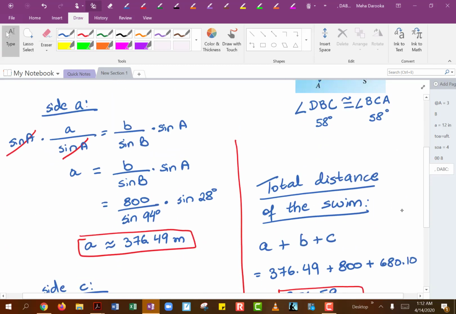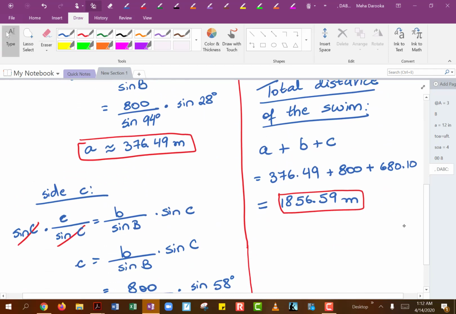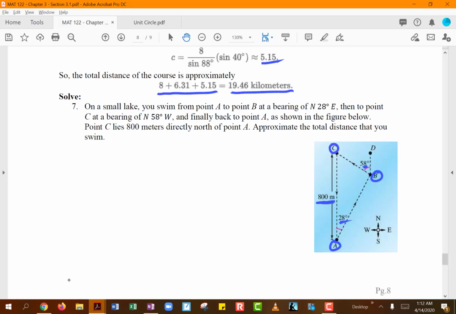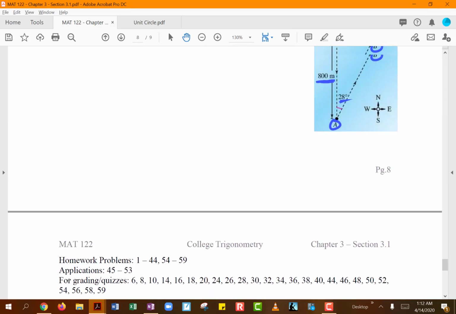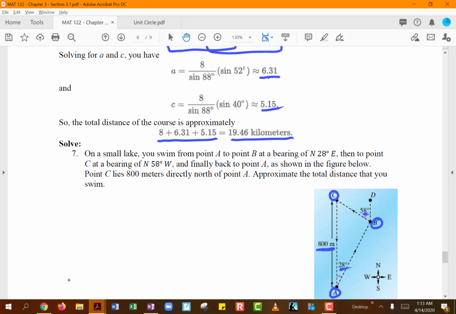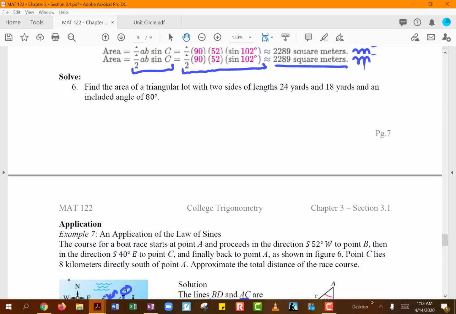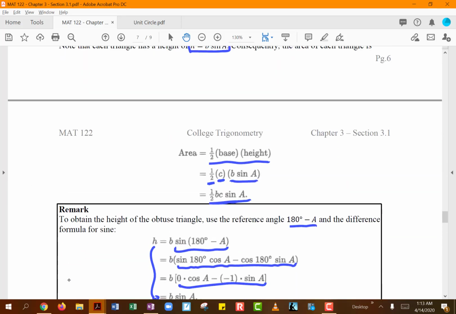Okay, so again, just using our law of sines to help us out here. So you should kind of get a feel for what these problems look like. So again, guys, look through these examples. Let me know if you have any questions.